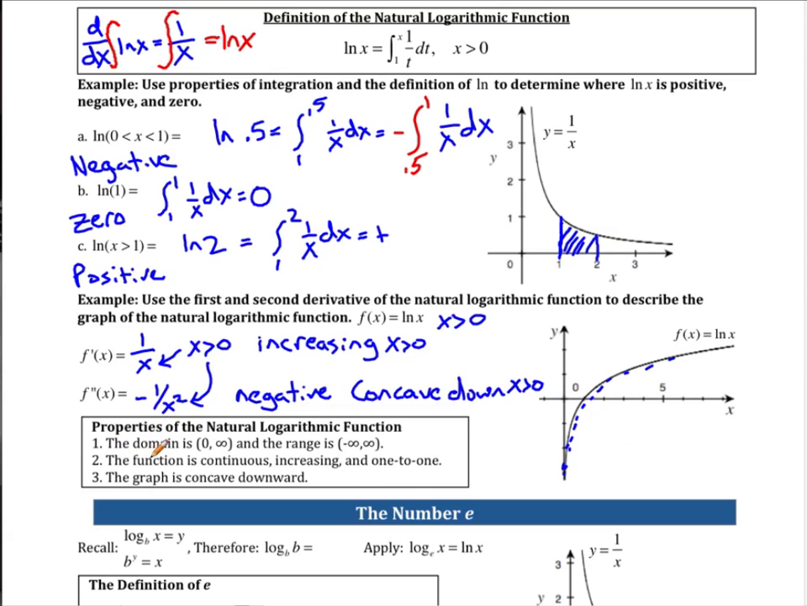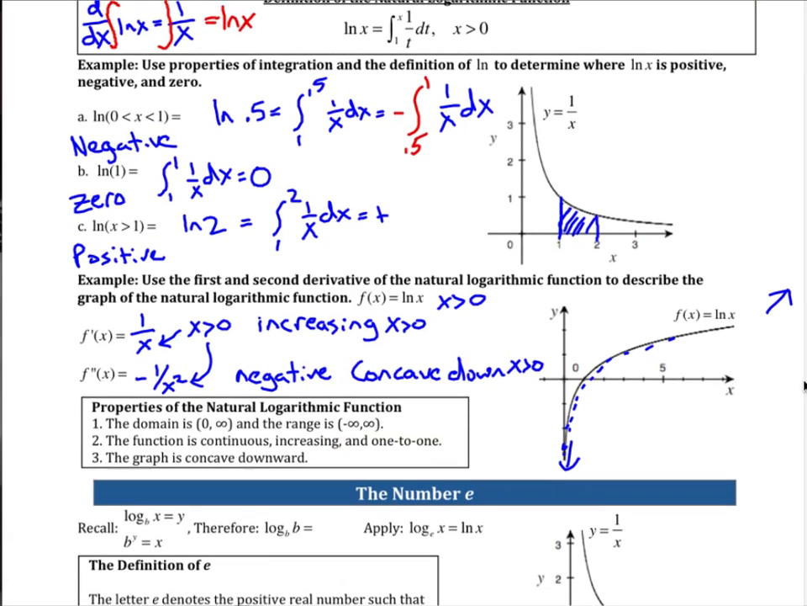Now, a couple other properties of the natural log function: the domain is from 0 to infinity, which we've been talking about, but the range goes from negative infinity down this way to positive infinity up this way. The function is continuous and increasing, and it's also 1 to 1. And the graph is concave downward.